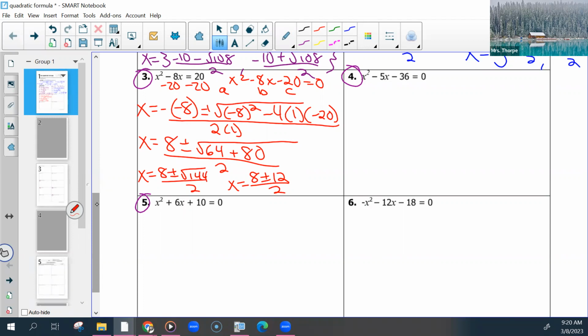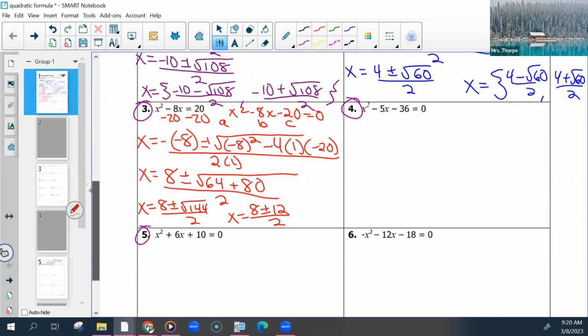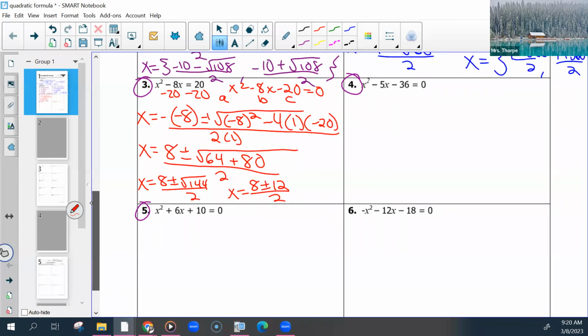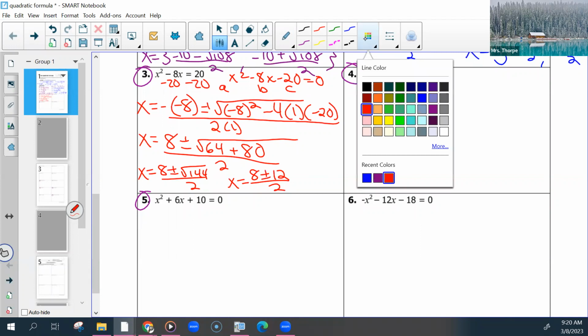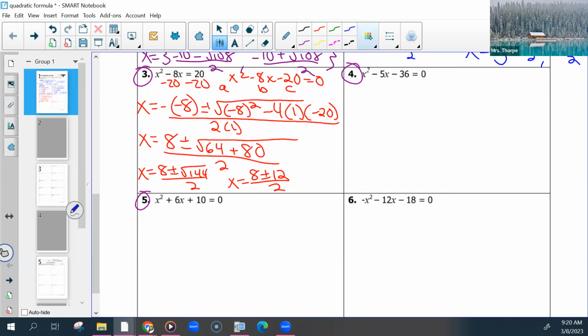I'm gonna just put this off to the side. So we would still separate this into the two. X equals 8 minus 12 over 2, and 8 plus 12 over 2, but then we would have to do both sets.